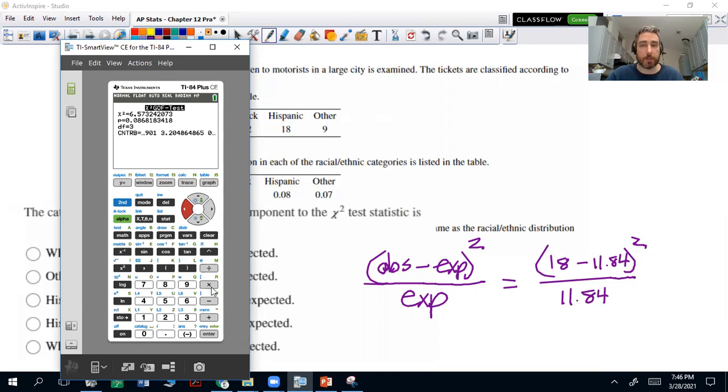I'm going to back that up with this formula. So parentheses 18 minus 11.84, close it up, squared, and then divide it by 11.84. There's your 3.2. That's the biggest contribution to the overall chi-squared test statistic, because remember the chi-squared is the sum of all of those. So Hispanic, but which one?